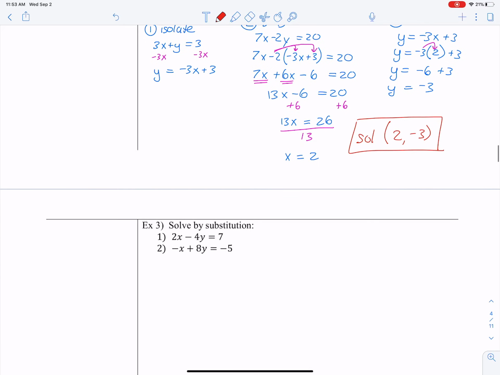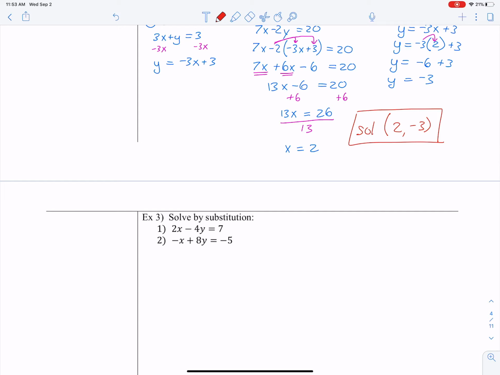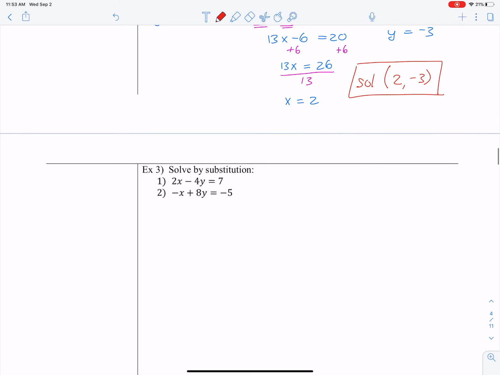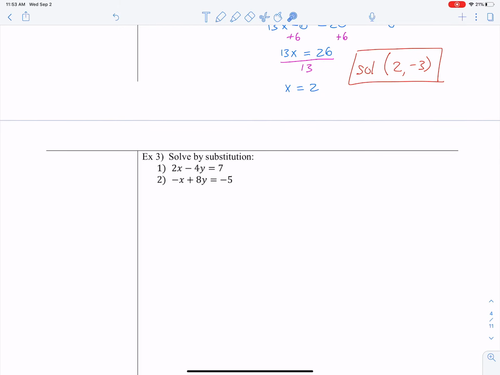Okay, let's try another one together. So again, we're going to look at all of our different variables. There's none of them that have nothing in front. However, this x just has a -1, so it means that it's the easiest to isolate. It means we won't end up with fractions. Okay.